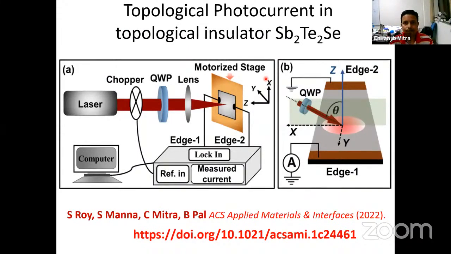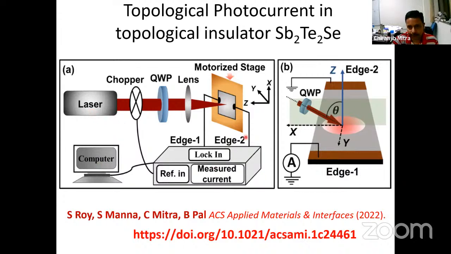That is topological photocurrent in a topological insulator, and this was in another topological insulator, which is Sb2Te2Se. The reason we chose this sample was because in the literature we found that it has a higher absorption coefficient, or higher absorption efficiency of the photon. This setup is slightly different, and the work has just been published online. It was done with my colleague Vipul Pal.